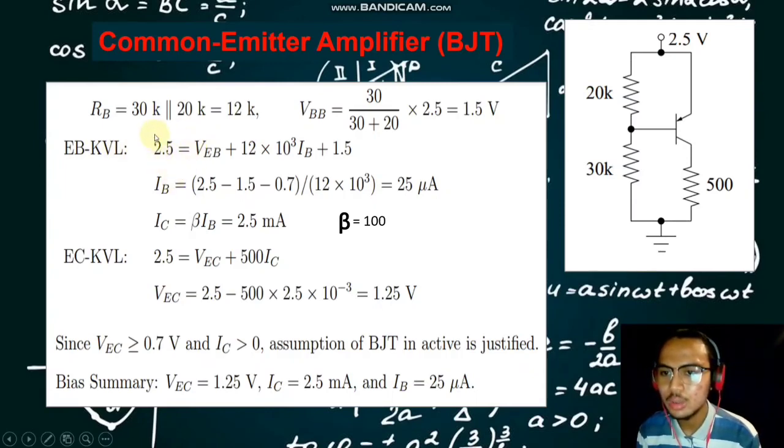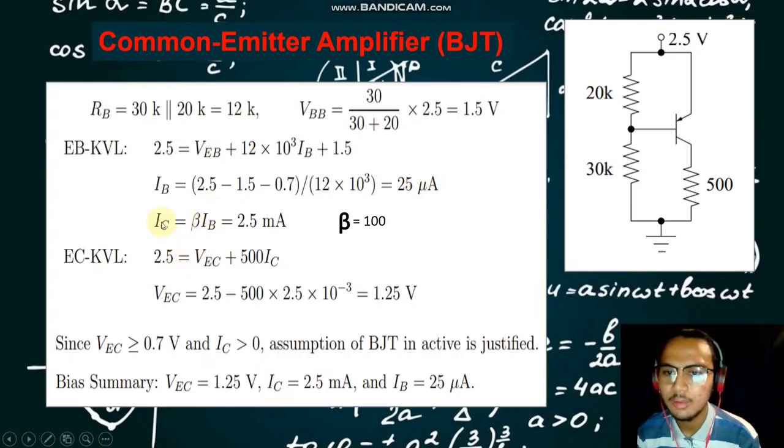Okay, 2.5 is the source. VEB, like we can see, is 0.7, and we have to add 12 times 10 to the power of 3 IB plus 1.5. Okay, we have to find IB, and VEB we already know is 0.7. Okay, we bring this IB to the front, and we got IB 20 microampere.